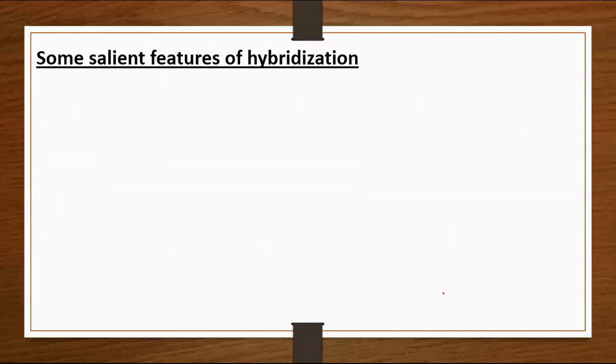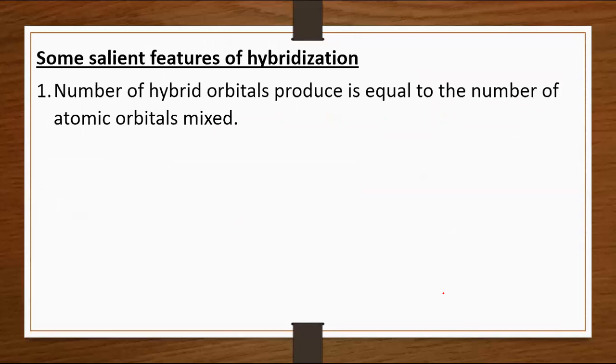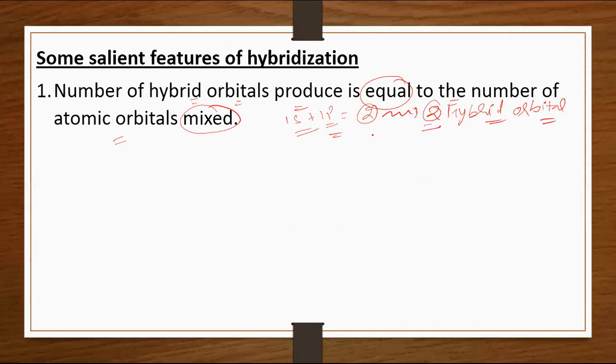Now, some salient features of hybridization. The number of hybrid orbitals produced is equal to the number of atomic orbitals mixed. What does that mean? If one s and one p orbital are intermixed, then the number of hybrid orbitals must be 2. The number of hybrid orbitals will always be equal to the number of atomic orbitals involved. If 2 orbitals are involved, then 2 hybrid orbitals are formed. If 3 orbitals are involved, then 3 hybrid orbitals are formed.